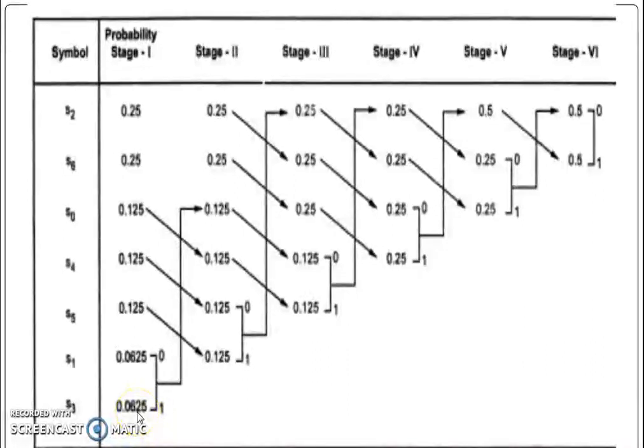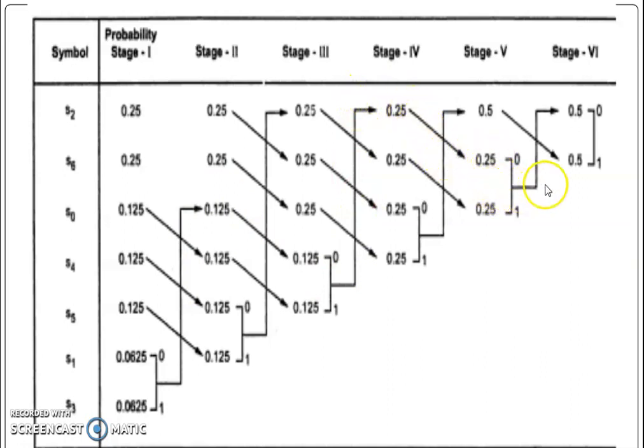Always remember, whenever you are doing Huffman coding, the path you have to find out for the particular symbol is from bottom to top. But the Huffman coding is to be found from top to bottom. I'm just showing the last one. As you can see for the symbol S3, the probability is given as 0.0625. This is the path for finding the Huffman code.